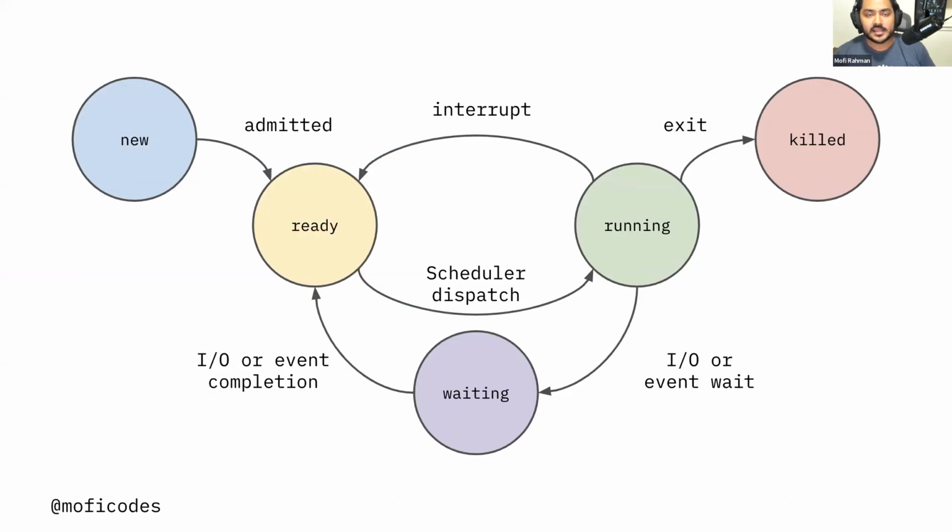When you start an application, a new process gets created. At some point, it becomes ready. When it's ready, whenever the operating system has enough space to run it, the scheduler will dispatch it into the running state.